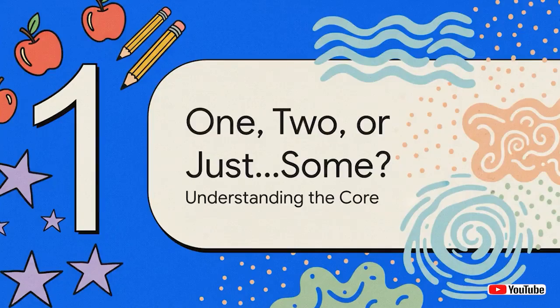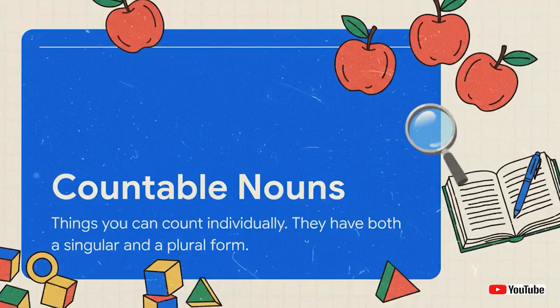First things first, we have to understand the basic difference between these two kinds of nouns. And you know what? It all boils down to one simple question. Can you actually count it? So first up, we've got countable nouns. Honestly, these are the easy ones. They're the things you can literally point to and count, one by one. Think about it. One apple, two apples. A book, many books. They have a singular form for just one and a plural form for more than one.